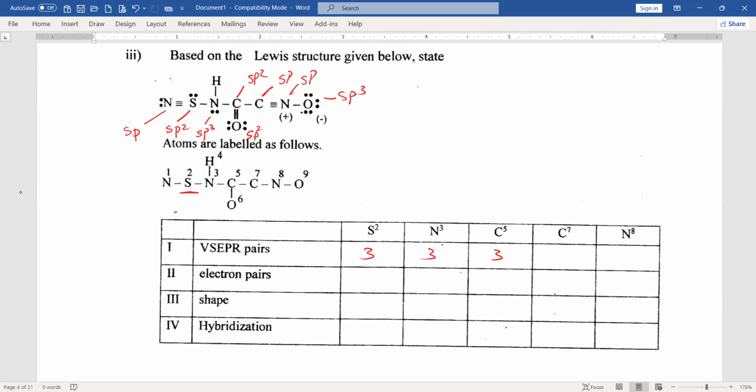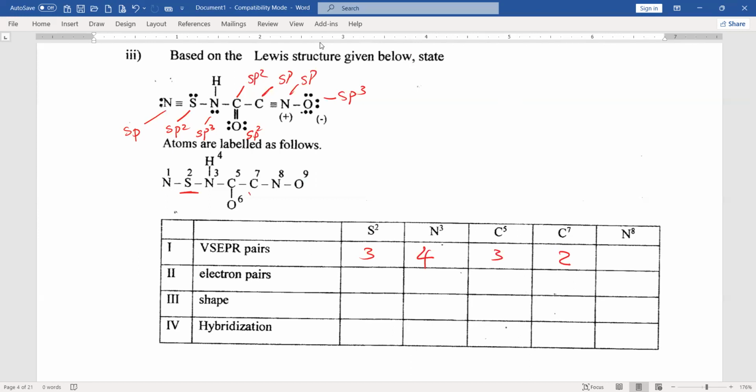If you already found the hybridization, you can get it easily. How? sp means only 2. sp2 means only 3 VSEPR pairs. sp3 means 4. Like that. So around this nitrogen, it is 4, by sp3: here we have 3 bonds and 1 lone pair. So it is 4. Around C5, it is 3: 1, 2, 3. And C7, what is C7? C7 is this one. It has only 2 sigma bonds and no lone pair, that is 2.